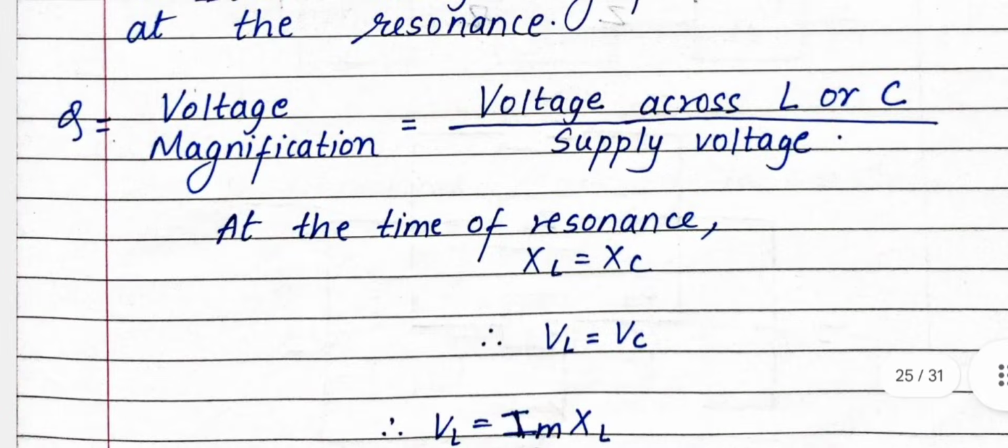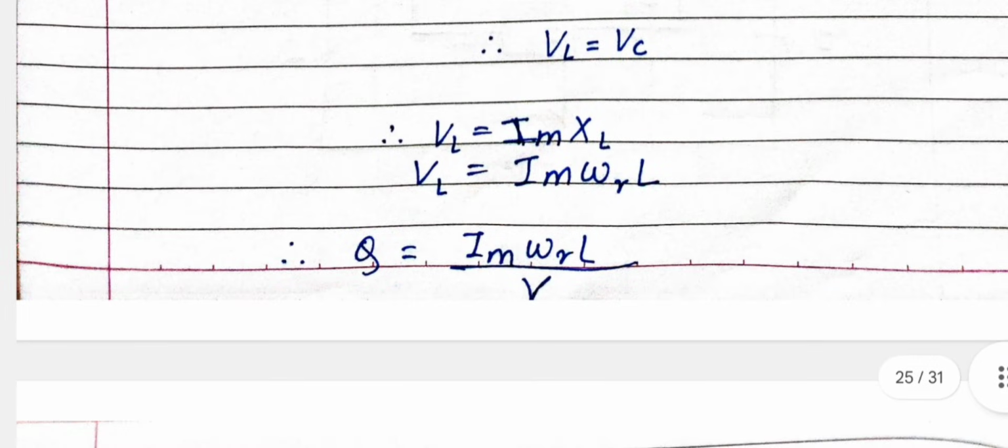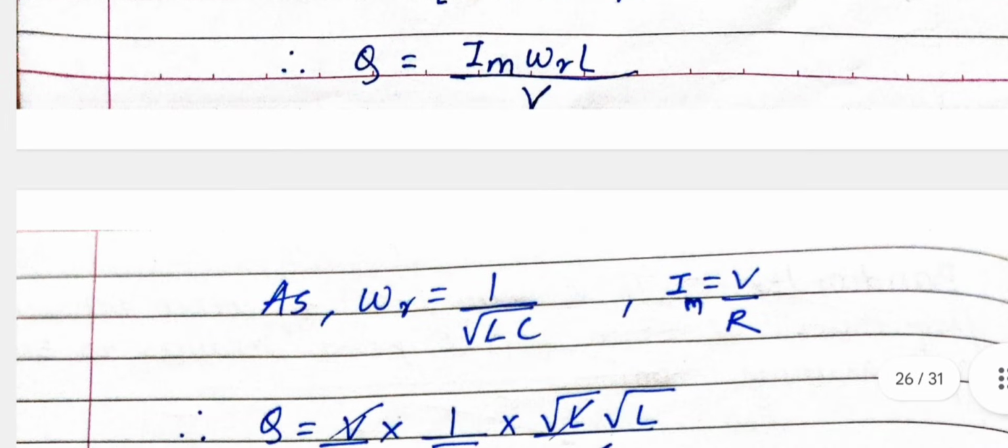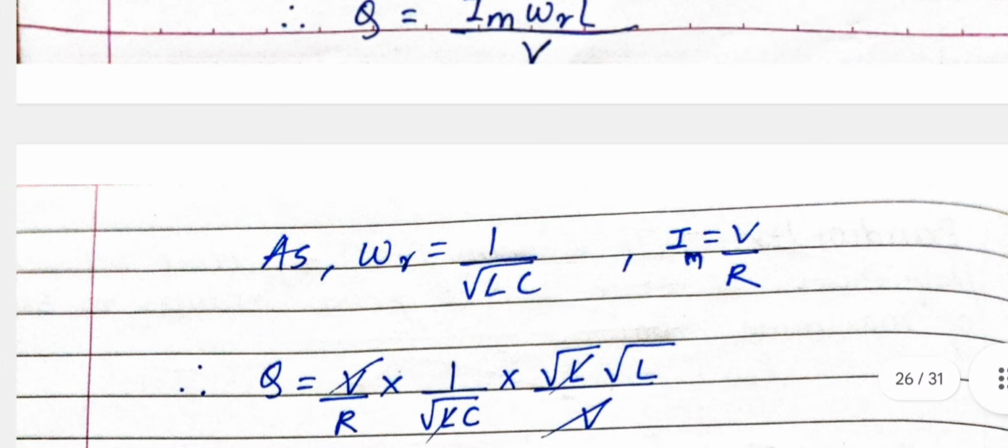Just put it in this equation of voltage magnification, we will get Im omega R L upon V. Now you just have to substitute the individual values. What is Im? It is the maximum current. We all know the maximum current is V by R. Just remember V by R.